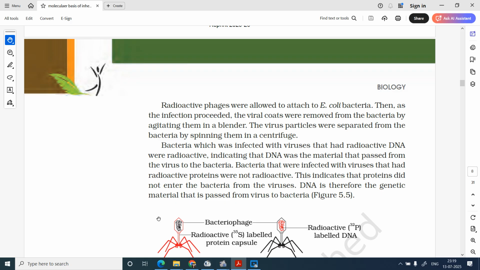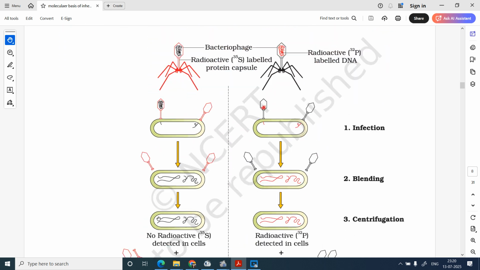Bacteria that were infected with viruses that had radioactive proteins were not radioactive. This indicates that proteins did not enter the bacteria from the viruses. DNA is therefore the genetic material that is passed from virus to bacteria, Figure 5.5.